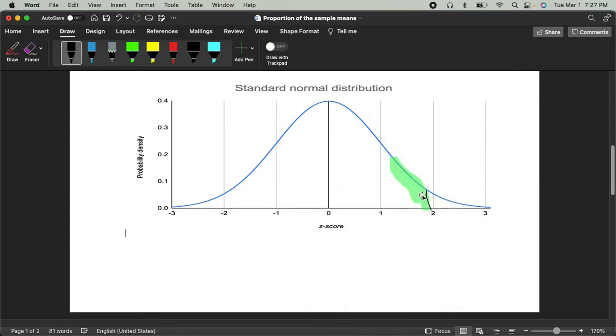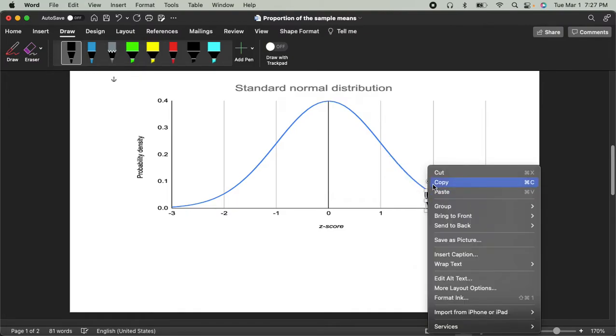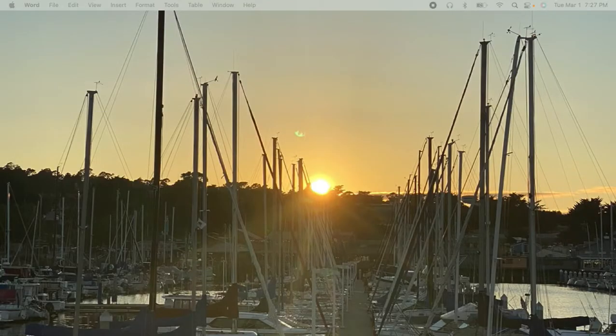Gosh, sorry about that, guys. My eraser didn't work. Okay, so let's move on.